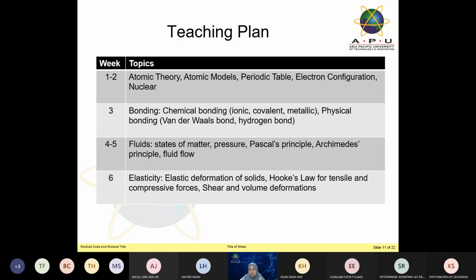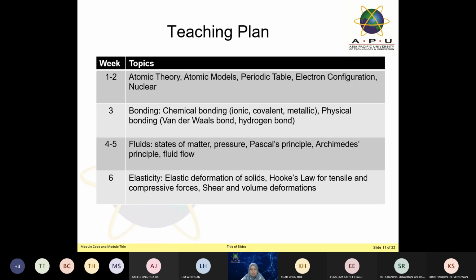Okay, this is the teaching plan or the syllabus. So week 1 to 2, we will look at the atomic theory, atomic models, periodic table, electron configuration, and nuclear. So all this, the topic 1 and 2, will be covered in your quiz 1. Next, quiz 2 covers bonding. Okay.